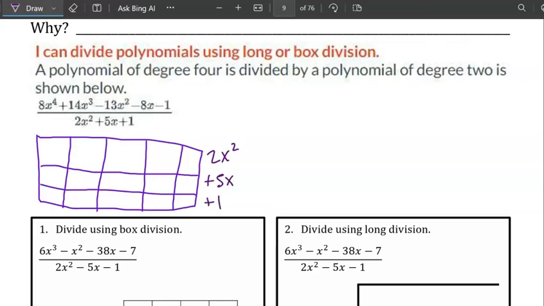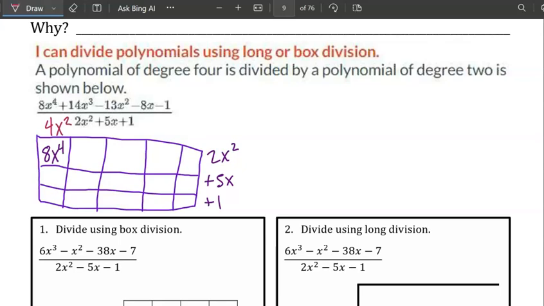And then at the top we have 5 columns because there's 5 different terms here. Now the first box we're going to write 8x to the fourth power. From here we want to divide 8x to the fourth by 2x squared. Basically something times 2x squared is 8x to the fourth. That would be 4x squared.